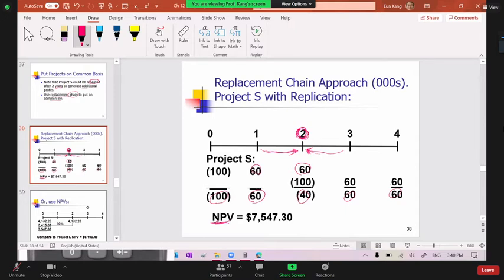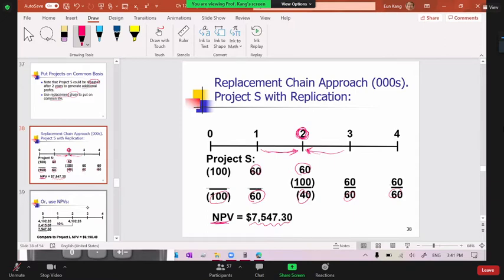So you have 7,547. Huge. So the right answer is choose project S and do it again, right? So 2 times in 4 years. A project L, you can have only 1 time in a 4-year project, right? So net present value, considering common life, that is 4 years, net present value of S doing twice is better. So you choose S and repeat.